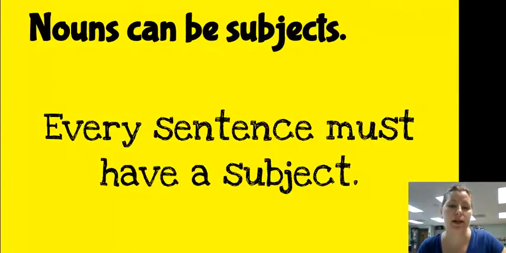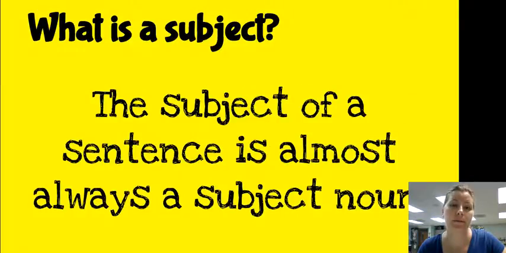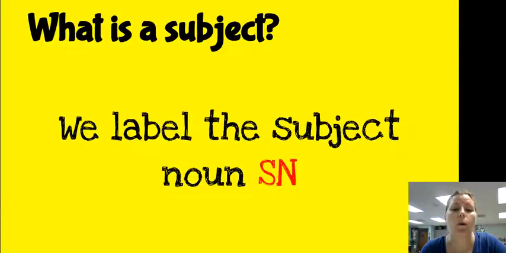Nouns can be subjects. Every sentence must have a subject, and so every sentence must have some sort of noun. What is the subject? The subject is the who or what the sentence is about. The subject of a sentence is almost always a subject noun. There's something called a subject pronoun, but we'll talk about those later. We label the subject noun SN.